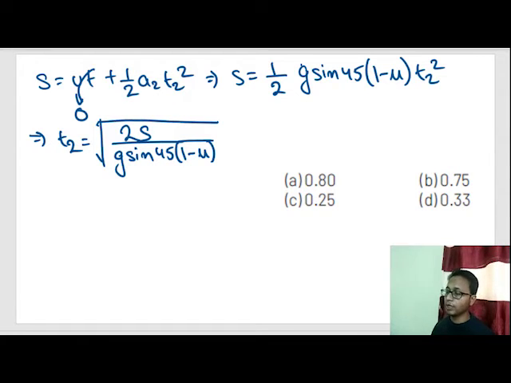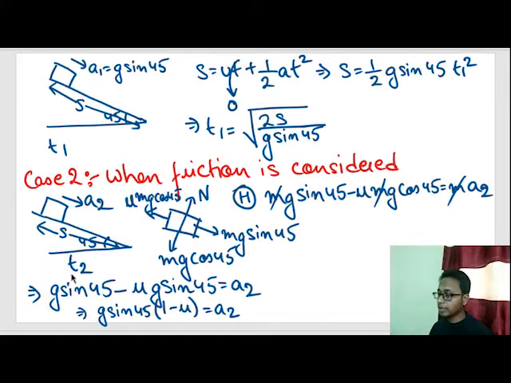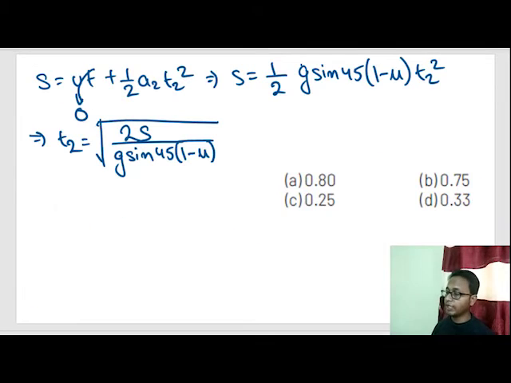I am repeating once again. I know that cos 45 is equal to sine 45, that's why I substituted here. You can take cos 45 and continue the equation, but your equation will be very lengthy. That's why I didn't do it. If you want to do it, you can go ahead.